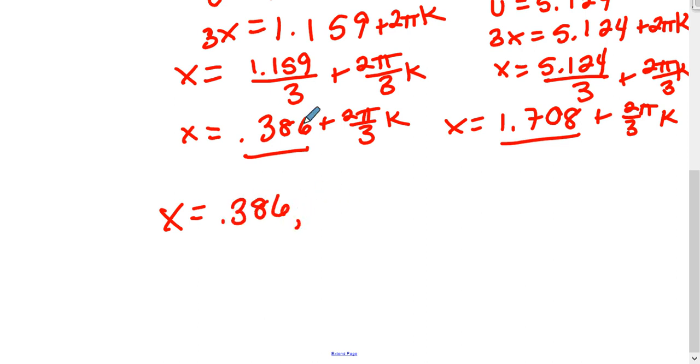When I add 2 pi over 3 to this, I get 2.48. And then to 3 significant figures, 1.71. And then if I add 2 pi over 3, I get past pi, 3.14. So these are my 3 answers.